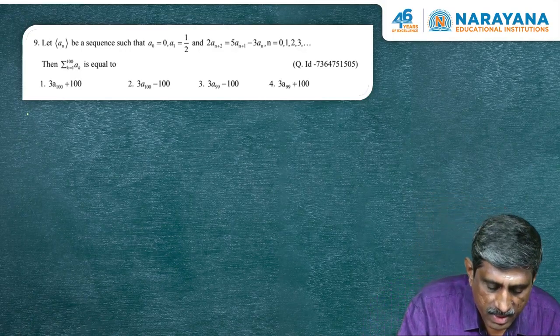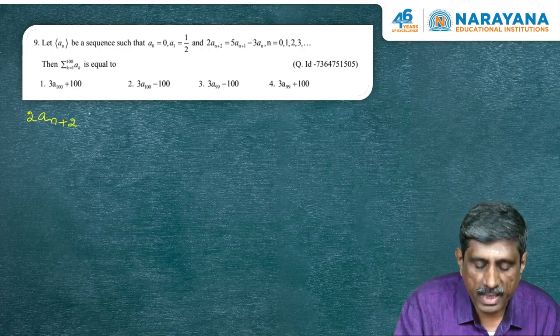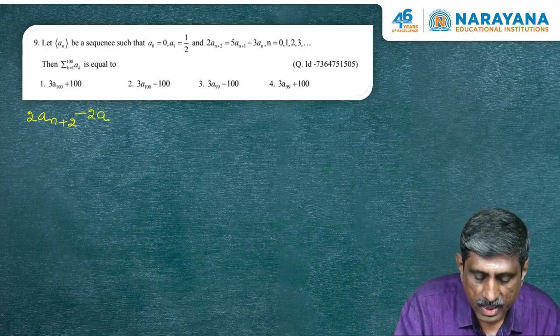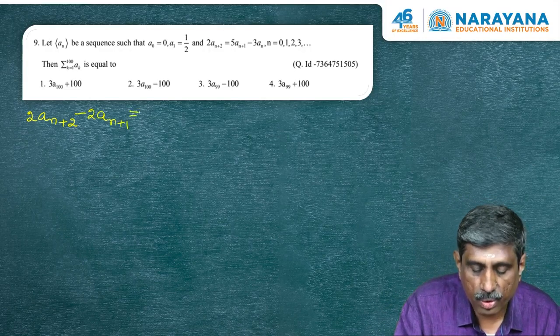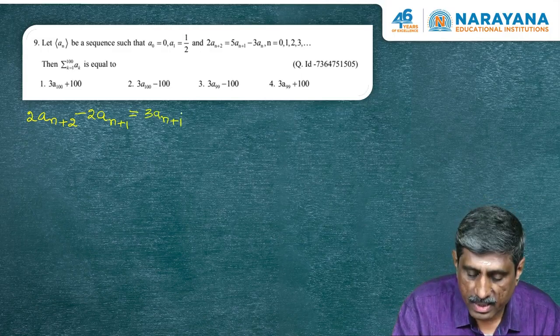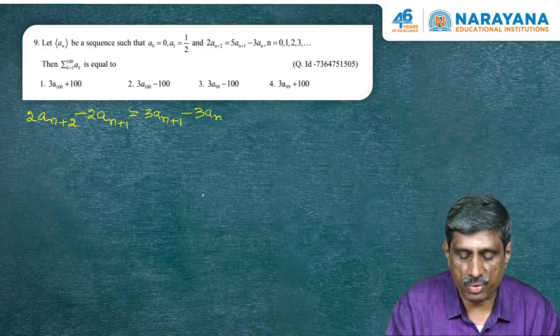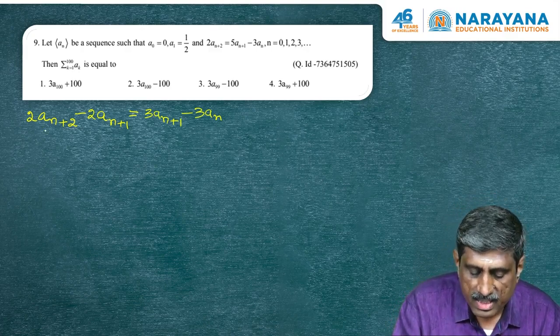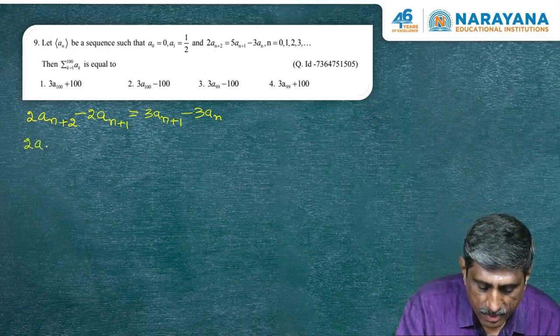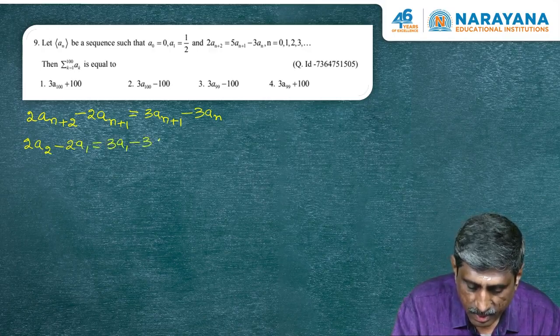I will write this as 2a_{n+2} − 2a_{n+1} = 3a_{n+1} − 3a_n. I am just bringing 2 similar terms to both sides. Here, when you put n = 0, 1, 2, 3 and so on up to n, we are getting 2a_2 − 2a_1 = 3a_1 − 3a_0.